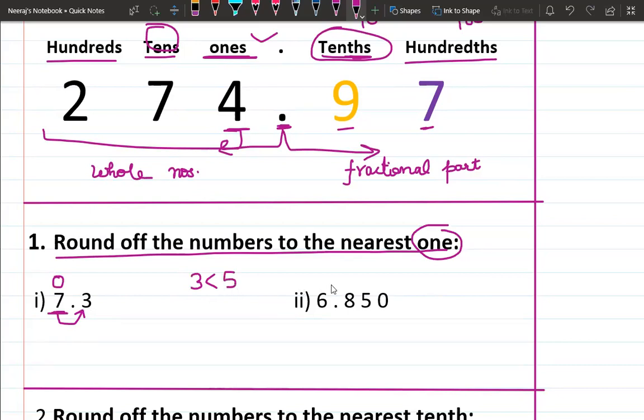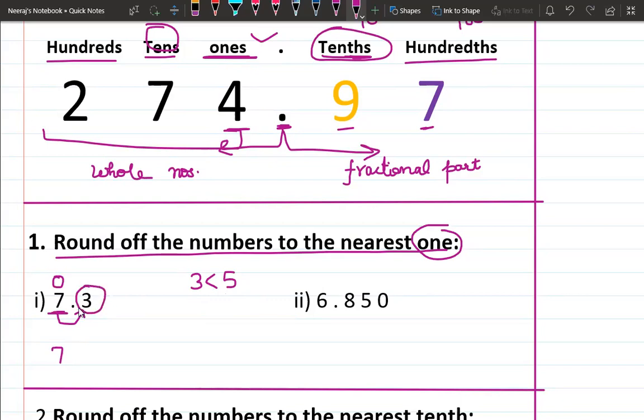Like we are rounding the whole number, the concept is same. So 3 is less than 5. So what it means that 7 will remain same? Yes, because the rounding place will remain same if the digit is less than 5, and the number 3 is less than 5.